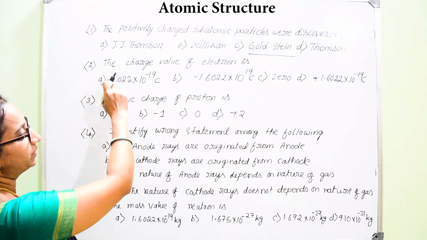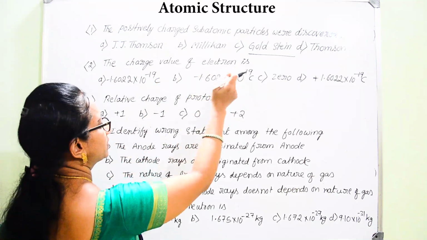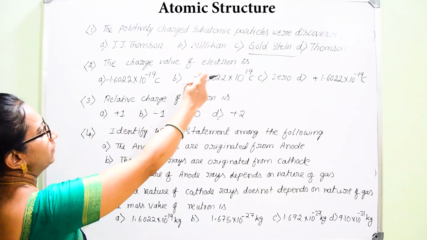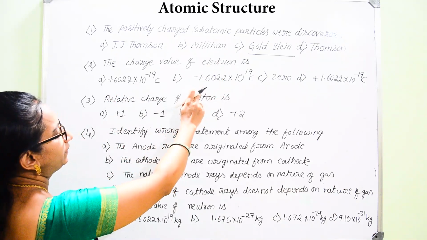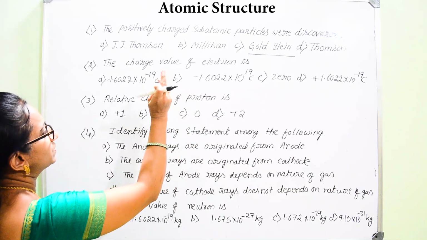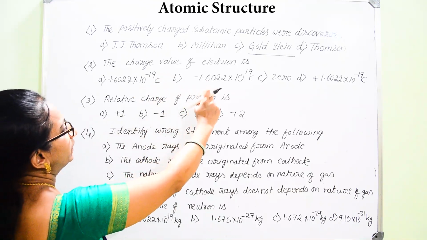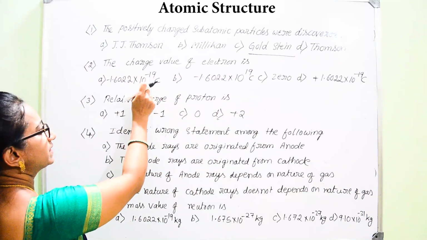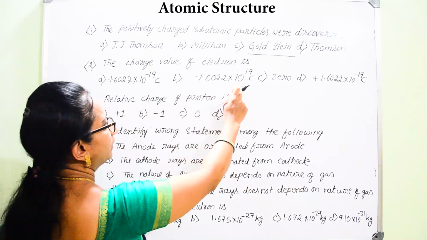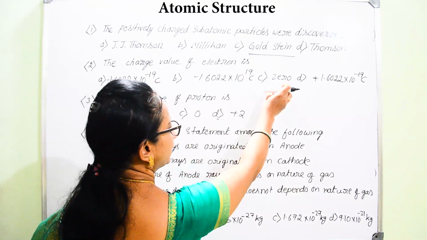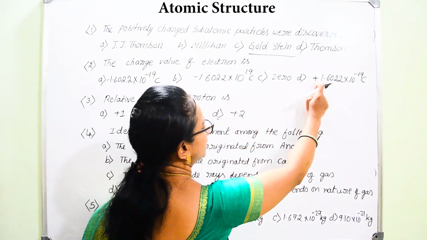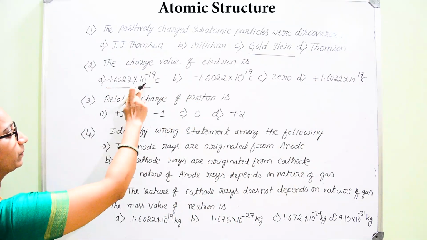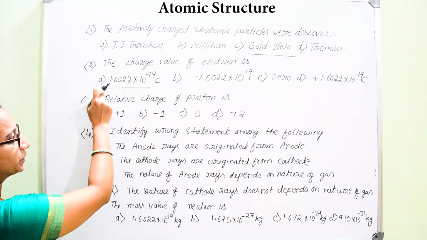And the next question, the charge value of electron is. Here they have mentioned charge value. So the charge value with respect to electron will be negative, minus 1.6022 into 10 power minus 19 coulomb. You should remember it is exactly minus 19 coulomb but not plus 19 coulomb, and here is another option 0 and here it is plus. Therefore, which is the right option? Minus 1.6022 into 10 power minus 19 coulomb, that is option A.